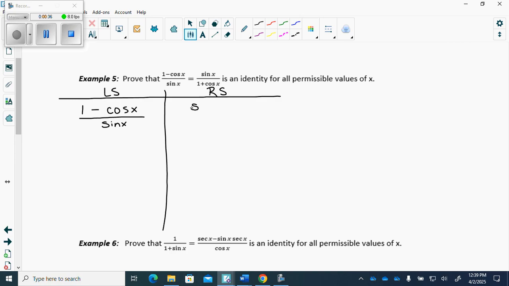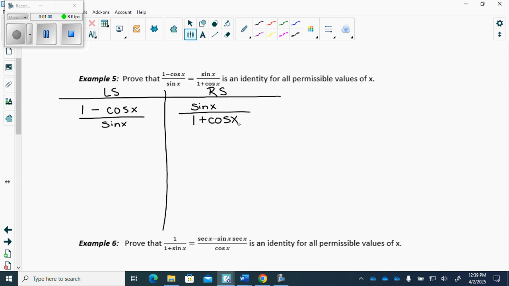And then we have sine x over 1 plus cos x. Okay, currently we have nothing alike. Yeah? So I can either look at the right side or I can look at the left side and say, what does it have that the other side doesn't have? So I'm going to look at the right side, and I'm going to look at that lovely little 1 plus cos x. Do you see that on that right-hand side denominator?